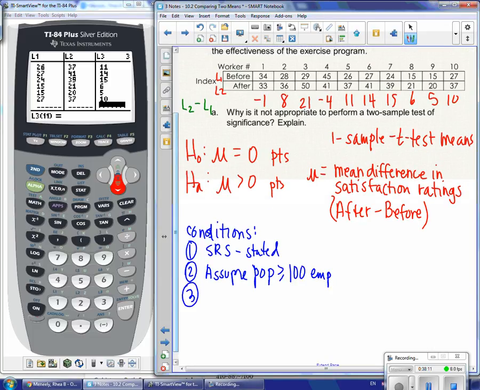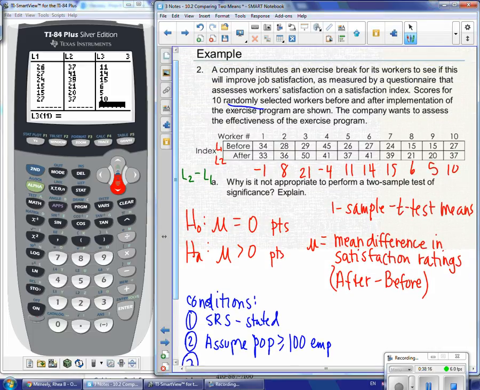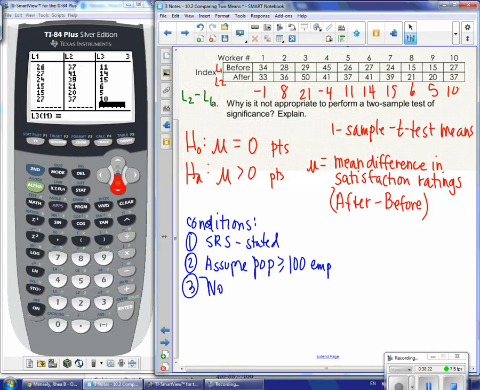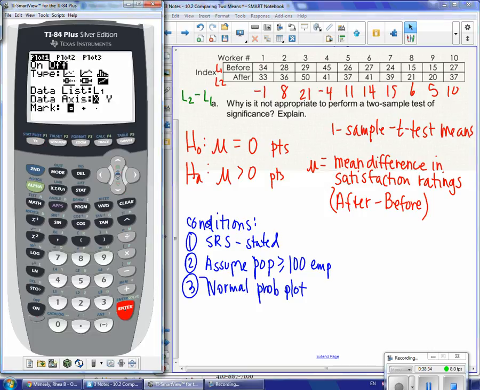Okay, and lastly, this is my normal condition. I'm not told anything about the distribution of scores on the satisfaction index, so I have no idea if it's normal. Obviously, my sample's really small, so this is a situation where I have to construct a normal probability plot. Now, I'm only doing the normal probability plot on the data that I'm analyzing, which is in list 3. So when I go into my stat plot, I'm going to make sure I turn it on, and I'm going to choose my normal probability plot option, which is the last graph, and I'm going to change my list to list 3. Now, if I was using two sample procedures, I'd need to do a graph for both sets of data, but since I'm only interested in the difference, I can go ahead and just choose list 3.